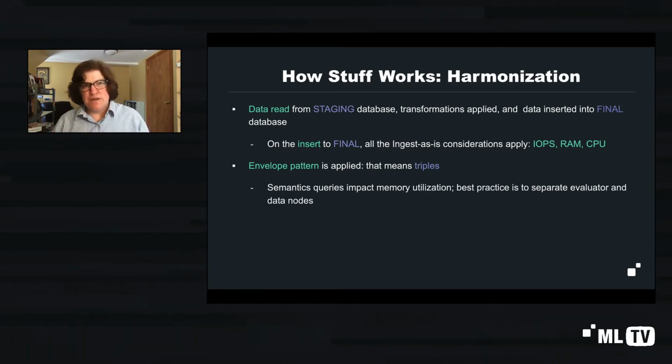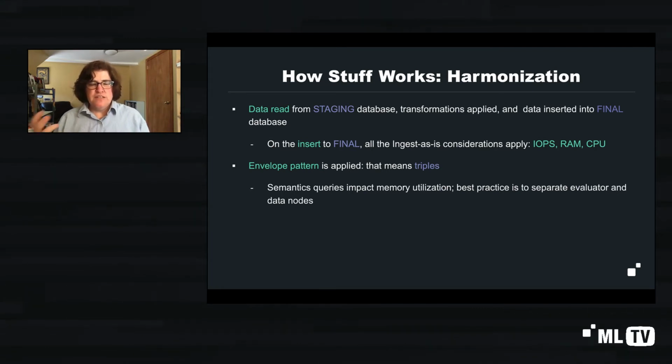You want to be thinking about your IOPS. You're going to be doing lots of IOPS, and in this case, now you're reading from staging as well. So there's a lot going on here. All the other stuff that happens in the background also happens during harmonization. Another important aspect of harmonization is the envelope pattern is applied. So we are adding metadata to your documents that describe the documents and where they came from. Potentially, you're also doing governance, which we'll talk about in a few minutes.